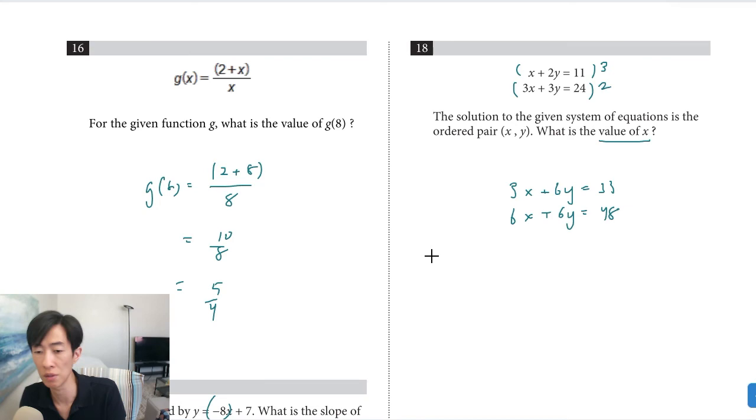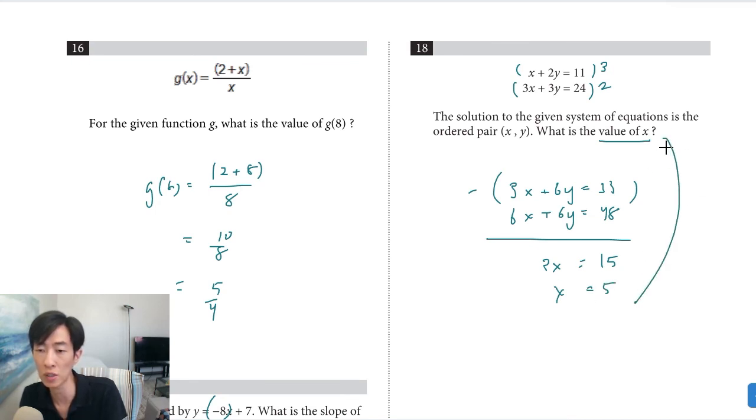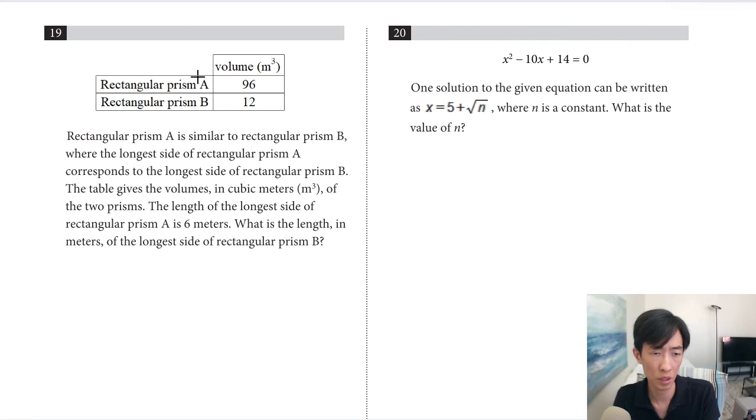Now to keep my math relatively simple, I'm going to subtract the first equation from the second. 48 minus 33 is going to be 15. 6y minus 6y is 0. 6x minus 3x is going to be 3x. Divide both sides by 3. We get x equals 5, and that's directly what they want. So notice we don't have to substitute x back into the equation to get y because we solve for x directly. Question 19, we got rectangular prisms with different volumes.